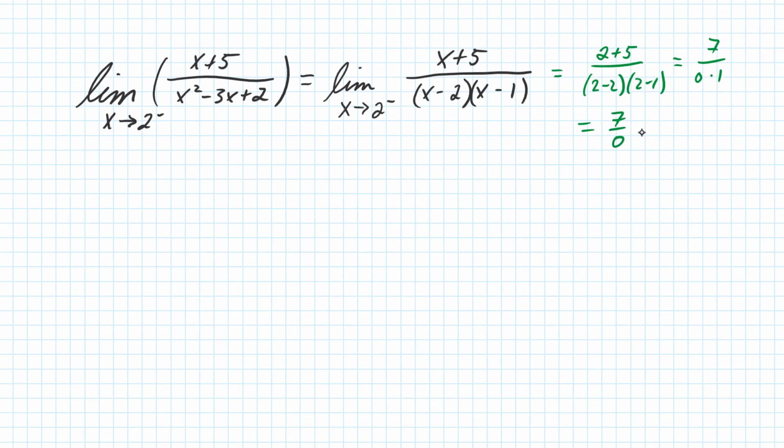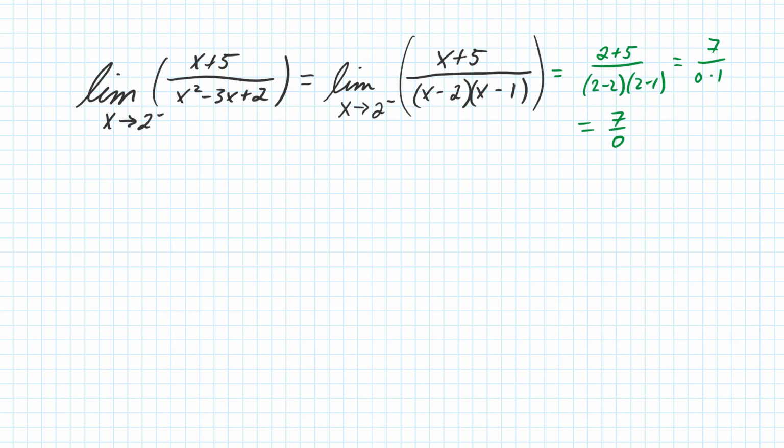Okay, so 7 over 0, some sort of infinity. All right, so that's going to be either positive infinity or negative infinity. So we need to figure this out. Notice here nothing cancels, so the only thing really we can do is sort of analyze maybe the graph, and we can see here that at 2 we are going to get a vertical asymptote. So let's do a sign chart around 2.